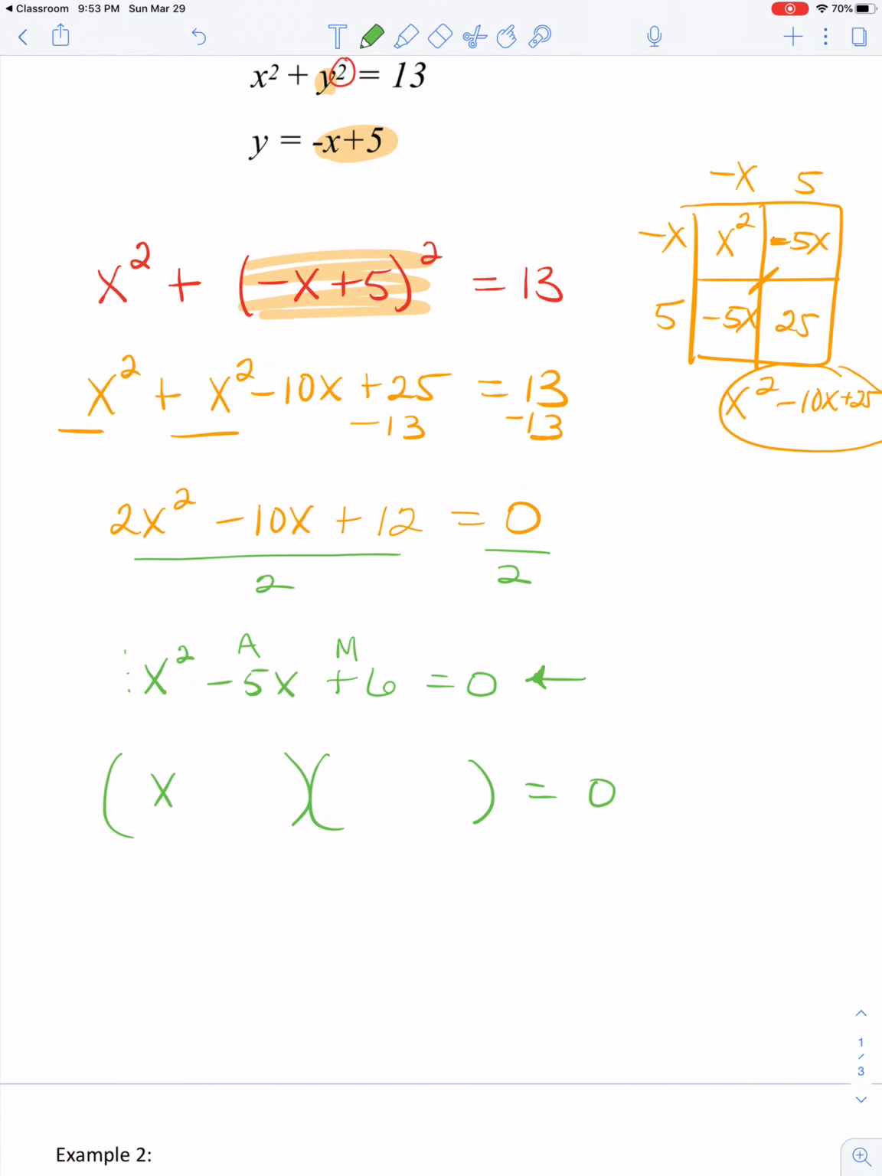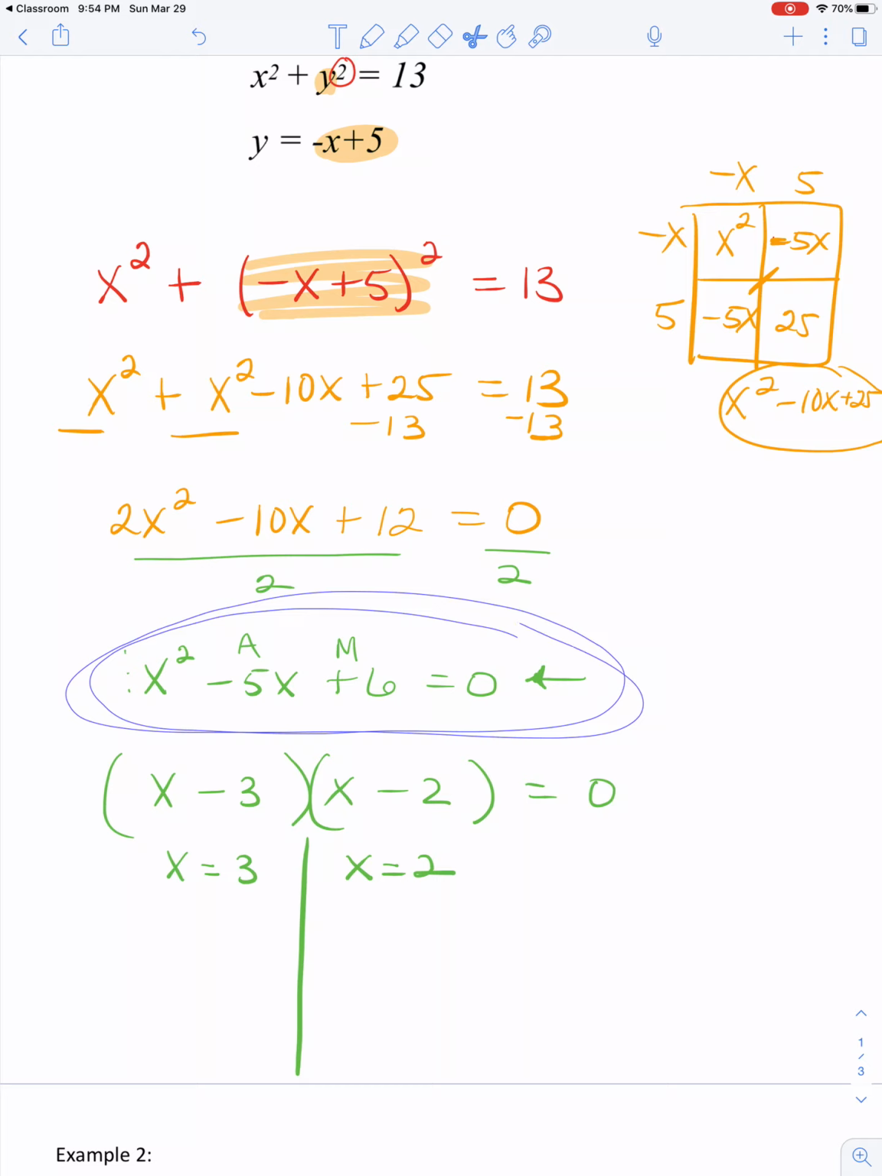I'm going to get that. I could do, hold on, negative 6 and positive 1. Nope, that doesn't work because it has to multiply to positive 6. Negative 3 and negative 2. That'll multiply to positive 6 and add to negative 5. So when I solve, I get x equals 3, x equals positive 2. So those of you who did that straight into the calculator, this quadratic right here would cross the x-axis at x equals 3 and x equals 2.